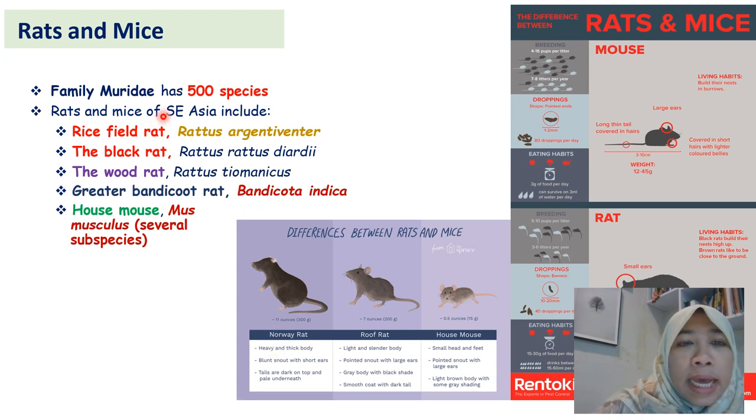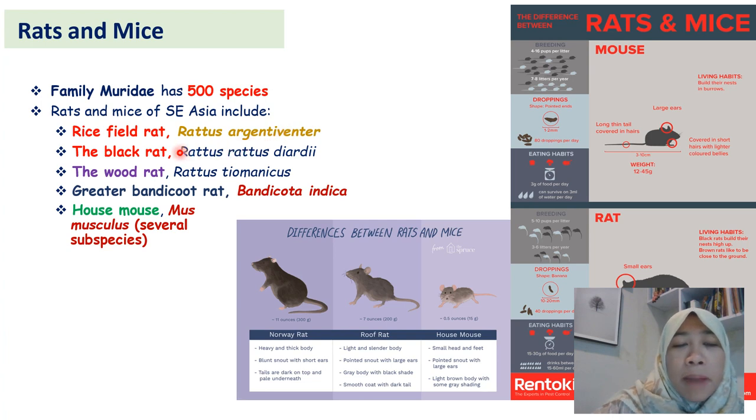Okay. Family Muridae has 500 species. And these are some of the species that have been recognized in Asia. Rice field rat, Rattus argentiventer. This is one of the pests in paddy fields. They can damage our paddy crop.